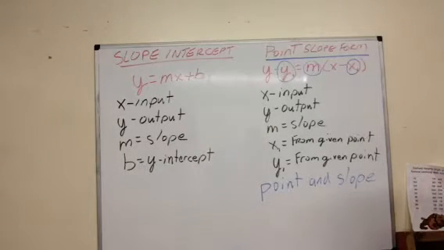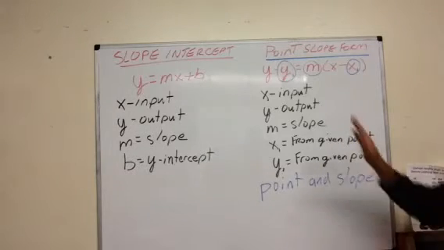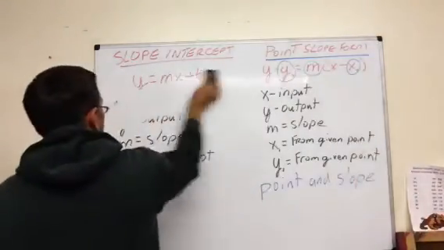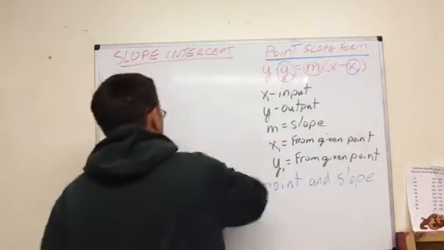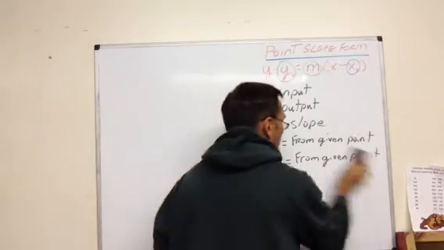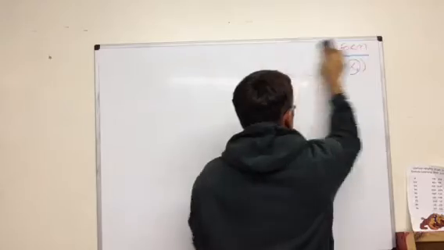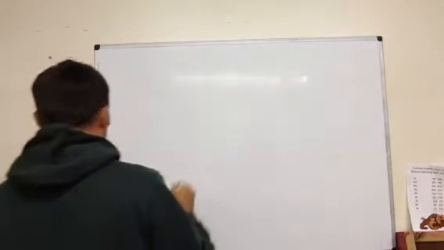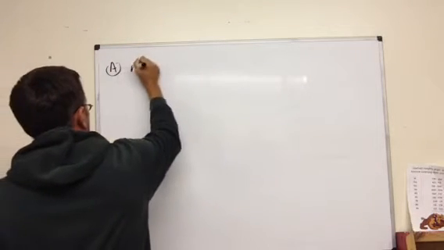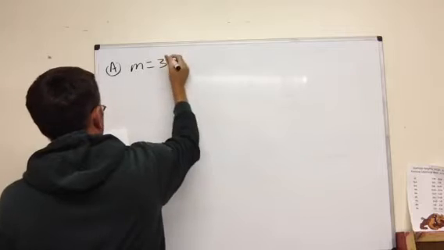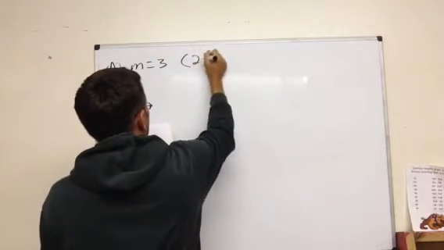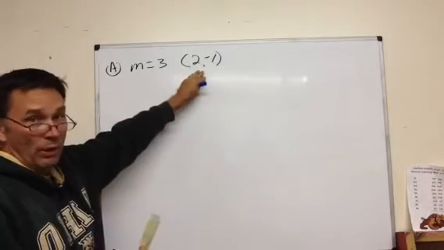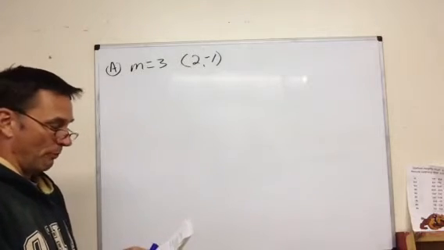And we're going to work on some problems now. If you need to, stop the video to make sure you get this information down. We're going to go over two problems, and I'm going to let you do two problems. So the first problem from your notes is we're going to let m equal 3 passing through the point 2, -1. Now, we're given a slope, we're given a point. Therefore, we want to use a point-slope form.